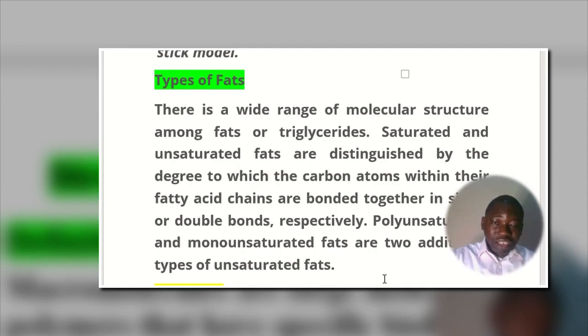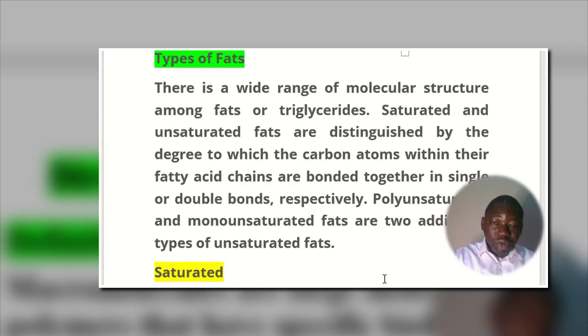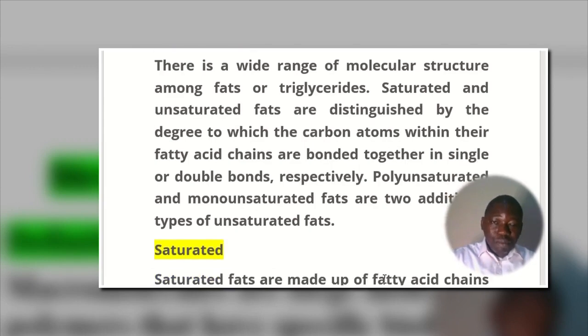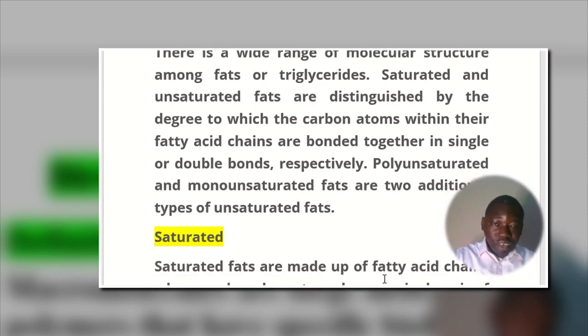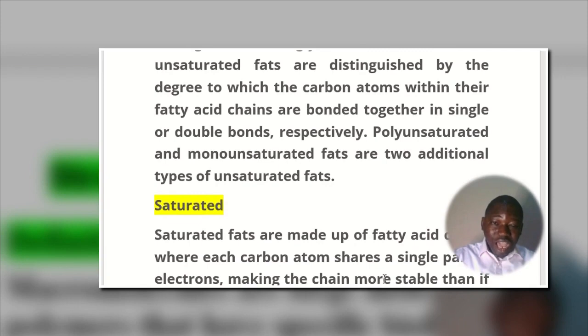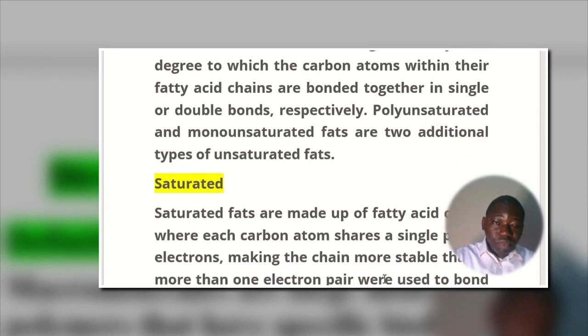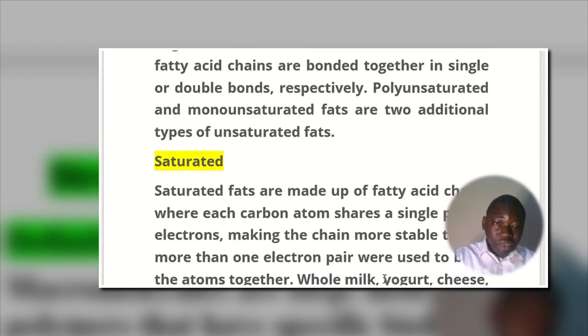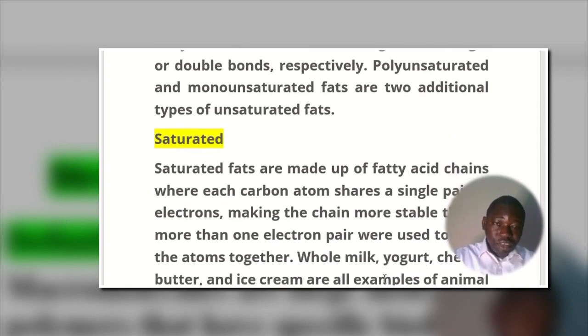Saturated and unsaturated fats are distinguished by the degree to which the carbon atoms within their fatty acid chains are bonded together in single or double bonds, respectively. Polyunsaturated and monounsaturated fats are 2 additional types of unsaturated fats. Now let's talk about the saturated fats.